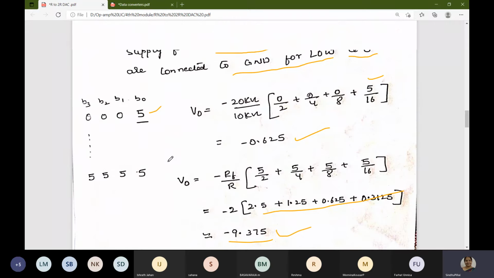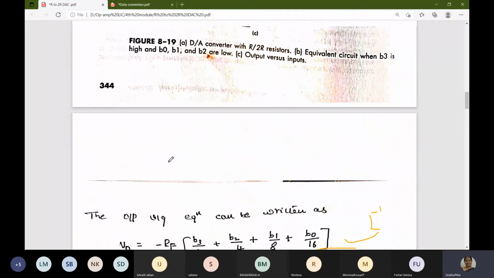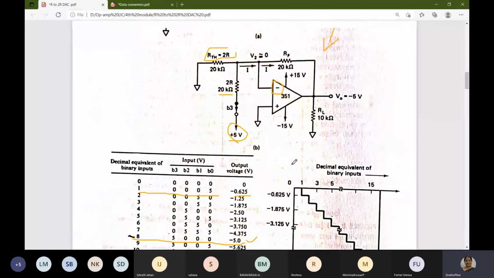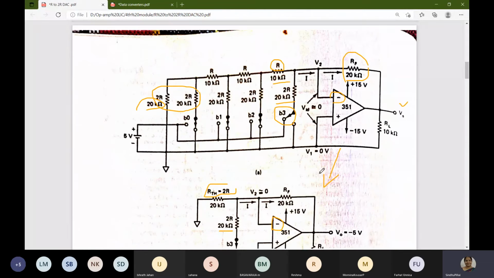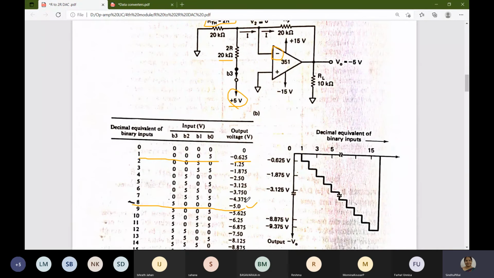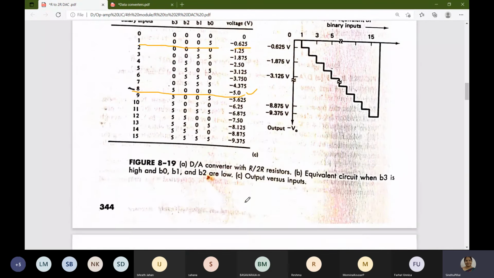So you can go with all the combinations. The truth table is shown from 0 to 15, from all the bits 0 till all the bits high, with different output voltages shown. So this is the R2R ladder network, which has R and 2R resistors. Here we have taken R as 10 kilo ohm, so 2R will become 20 kilo ohm. This is the first diagram, and when only one bit is connected, that is shown. You can go with any number of bits by using this formula.